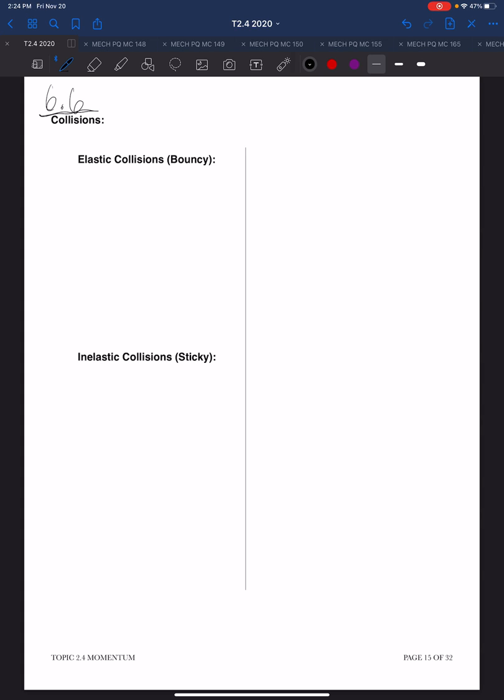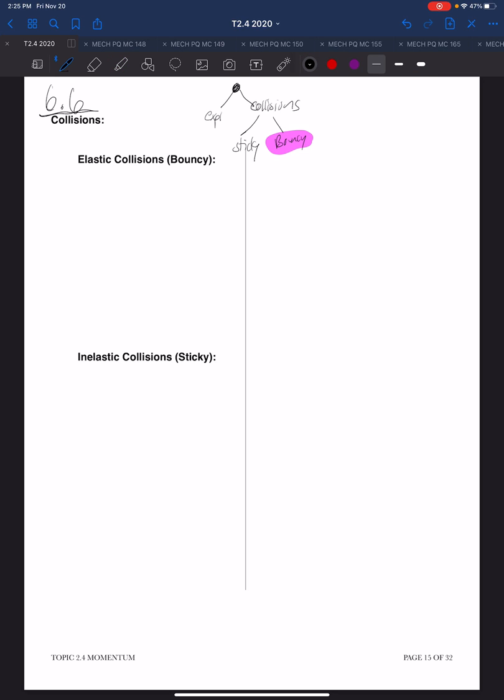So in this section, 6.6, we are going to look at elastic collisions, or bouncy collisions. If we remember, we have all different kinds of interactions. We have explosions over here, and we have collisions. There are two types of collisions, the bouncy type and the sticky type. And what we are looking at today is the bouncy type.